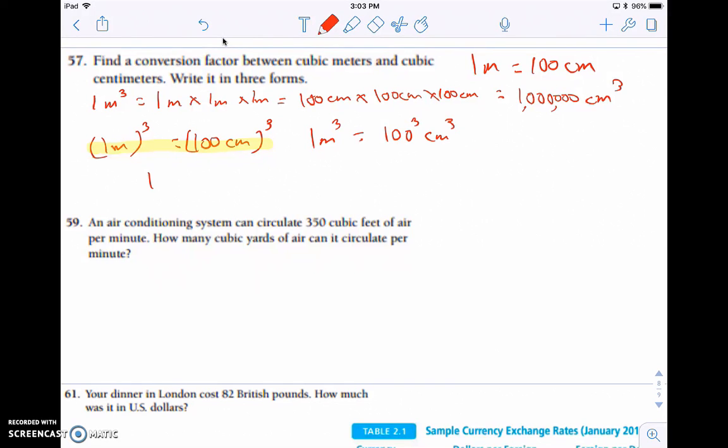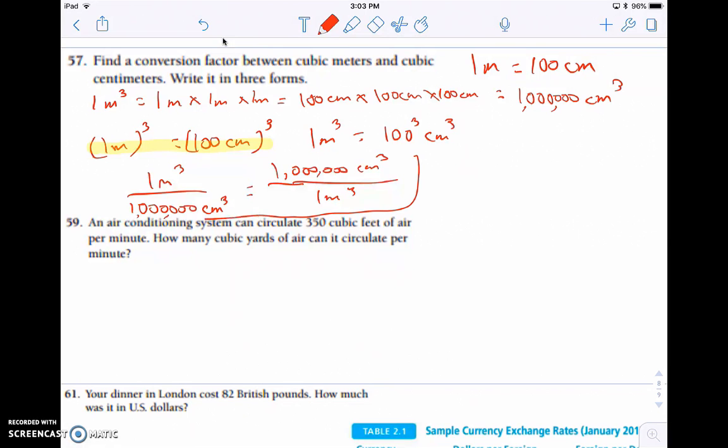Then we can look at our fractions, and these are the ones that we will use in our conversions. So 1 cubic meter is 1 million centimeters cubed, or 1 million centimeters cubed over 1 cubic meter. It just depends on the situation when you're trying to convert. But those are the conversion factors that we are looking for here.